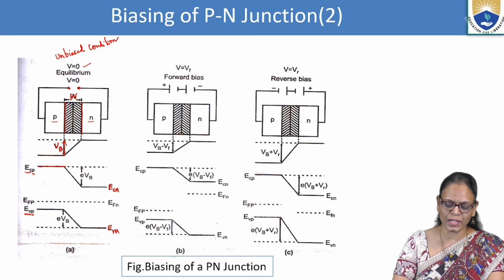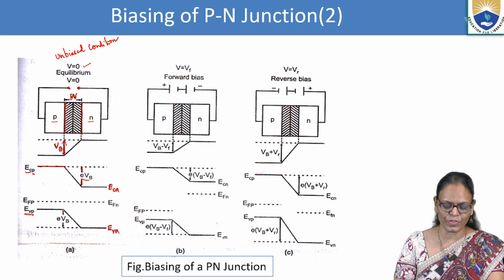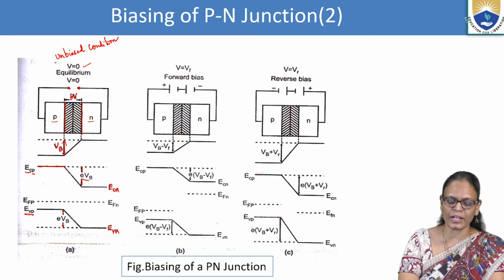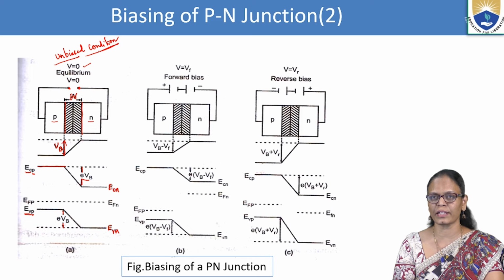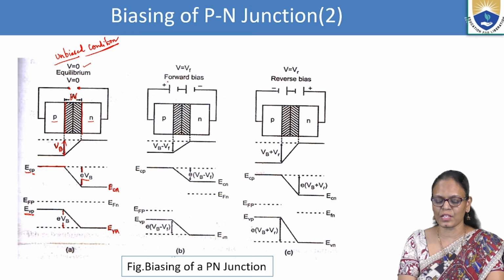Now, what is the difference in the potential here? It is EVB. So on both sides, the difference is EVB. This is what we understand in the unbiased condition: there is a barrier potential that is formed. Now, in order to overcome the potential barrier, the first thing we have discussed is forward bias.